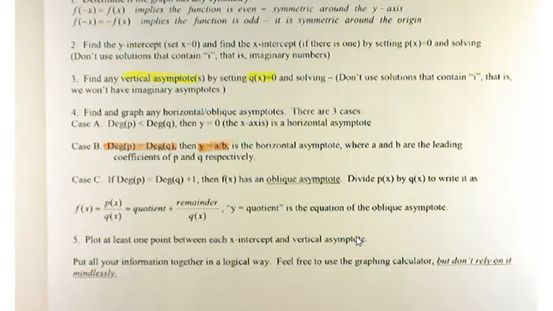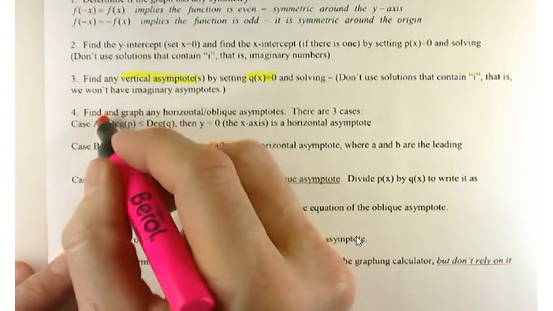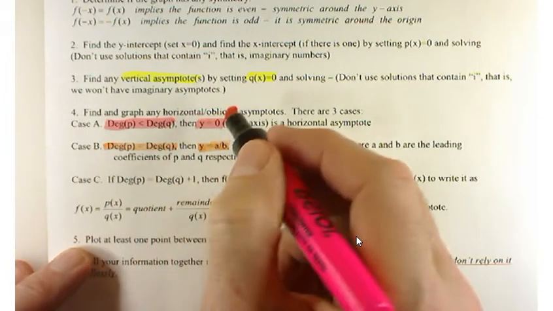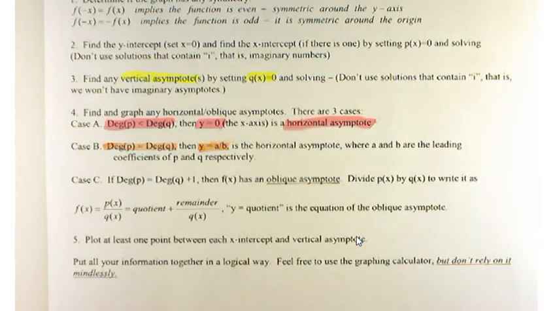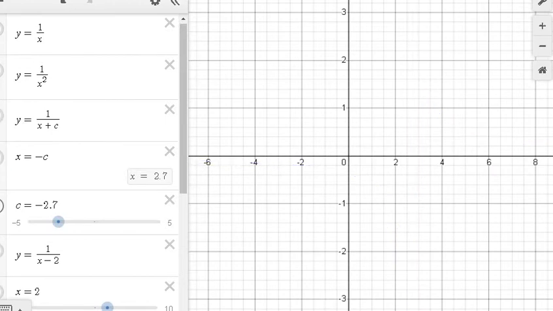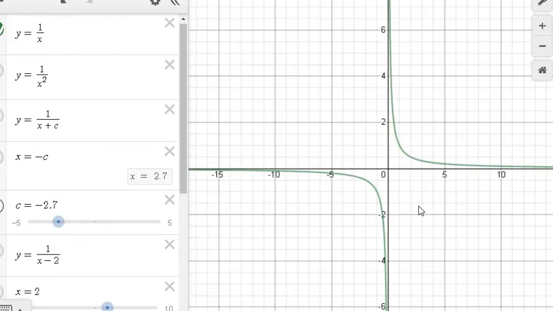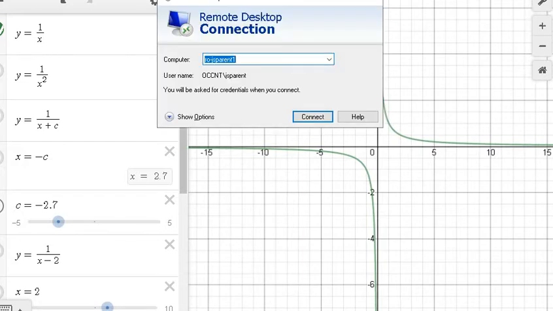And that actually tells us something else about the graph. So if the degree of the numerator is less than the degree of the denominator, then y equals 0, that is, the x-axis, will eventually be its horizontal asymptote. Let's look back at those graphs for just a second and see that that's the case. Eventually, this graph gets really close to the line y equals 0. So that's an example of case A from our little sheets here.